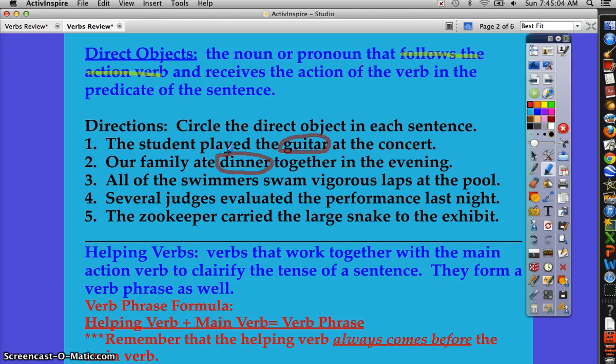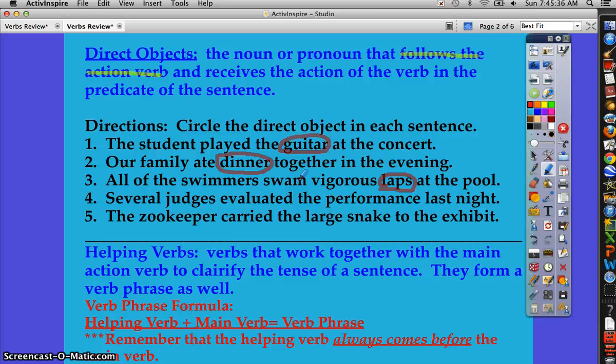Number 3, all of the swimmers swam vigorous laps at the pool. Again, the swimmers did something, they swam. What did they swim this time? They swam laps. We just want to circle laps though, not vigorous, because vigorous is the adjective describing the laps. And they didn't swim pool either. You can see there's another noun later on describing where they were swimming the laps, so it's just the laps as the direct object following swam.